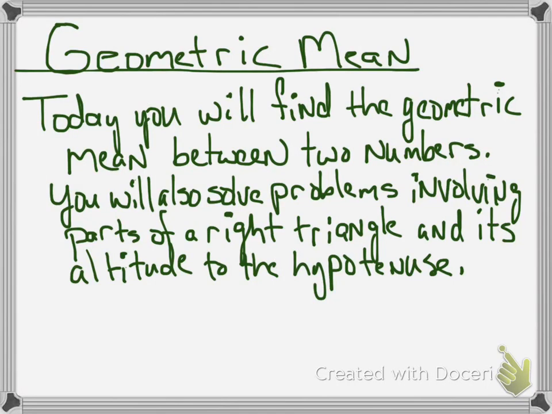Alright, here we go. Today you are going to learn about the geometric mean, how you find the geometric mean between two numbers. Not that difficult, really it isn't. And then you will also solve problems involving parts of a right triangle and its altitude to the hypotenuse. There are some interesting things to that, but we'll see what we can get to. The examples are going to look difficult, but they do get easier as you go through it. So let's look at what a geometric mean is.